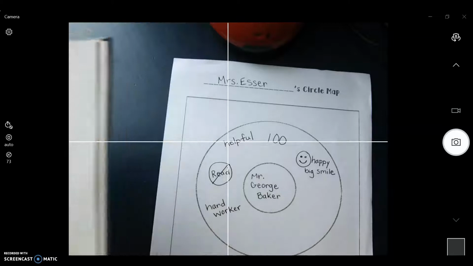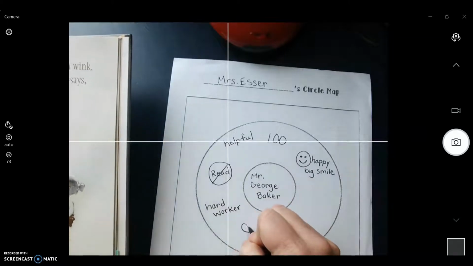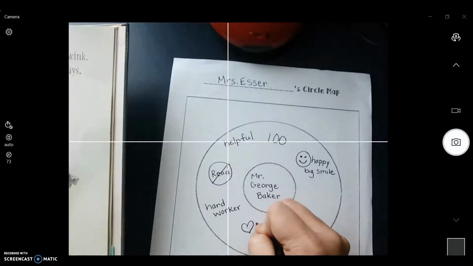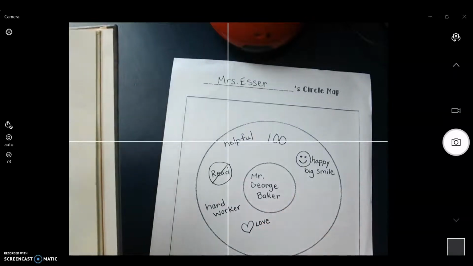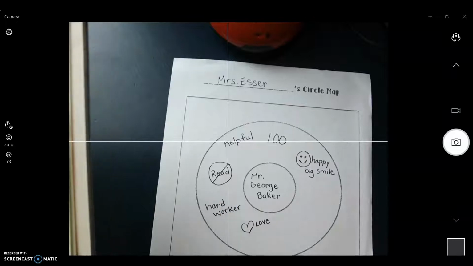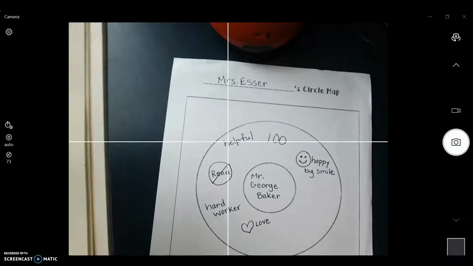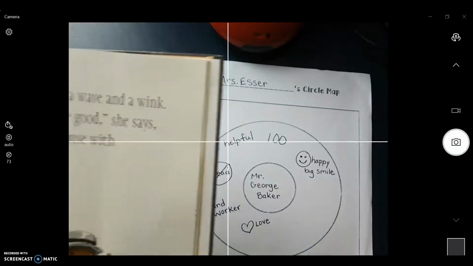So I think I might just draw a heart here and write the word love. Okay, I think Mr. Baker is a loving person. We see that he loves his wife, right? He loves Mrs. Baker. He loves to dance, right? If you remember, he also loves to play the drums.